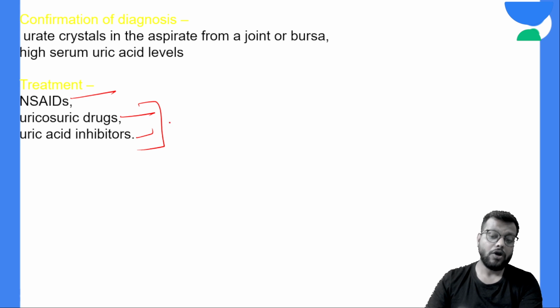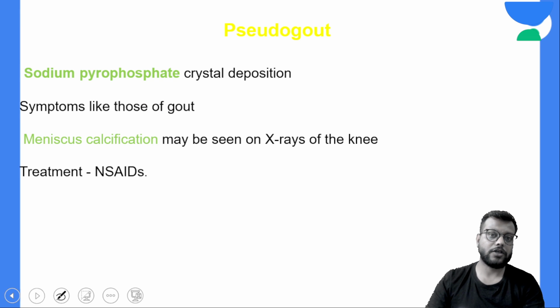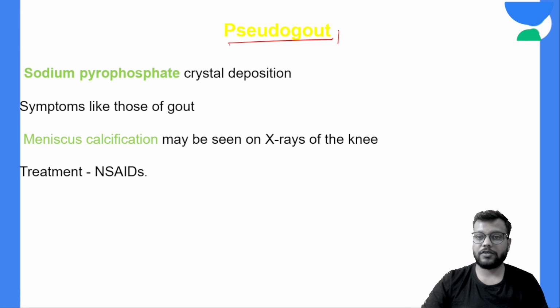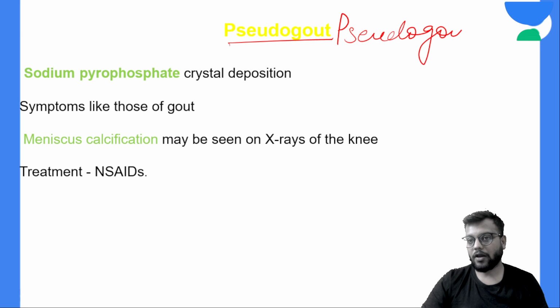are used. So just go and take out your pharma notes and read about these drugs. It will take just 5 minutes. Okay, so it is the best way to revise. This is your pseudo gout. Okay, so what happens in pseudo gout?